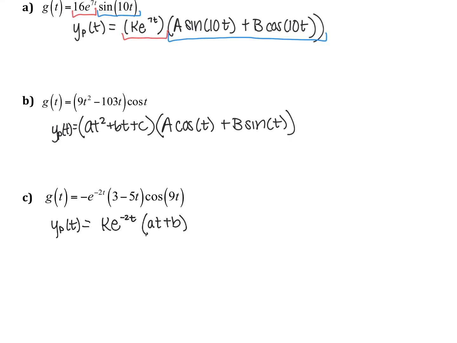At plus b, times big A sine 10t plus cosine, whatever. It doesn't really matter which one goes first. Plus... And when we multiply that through, that would be a lot of foiling going on there. A lot of constants. Give them a new name. Don't multiply it, just call it good.